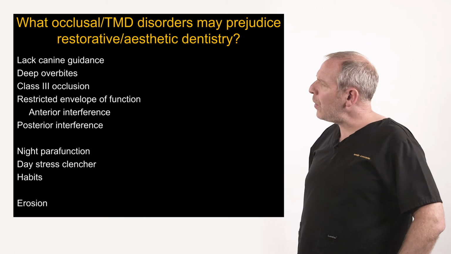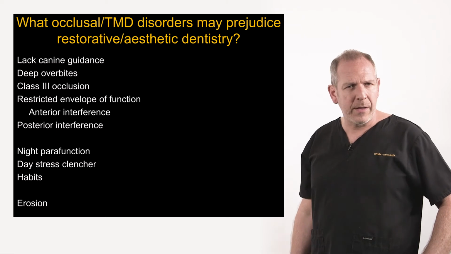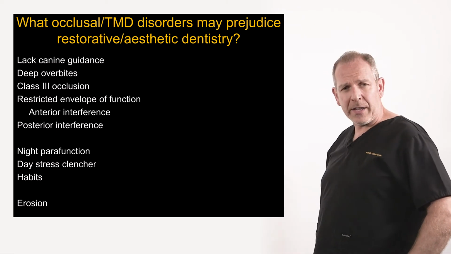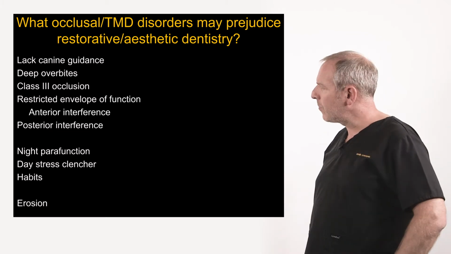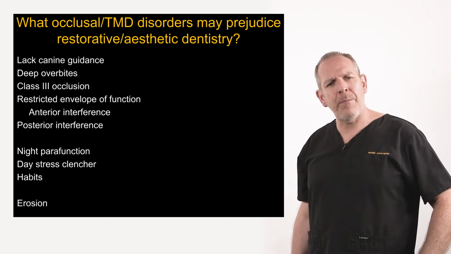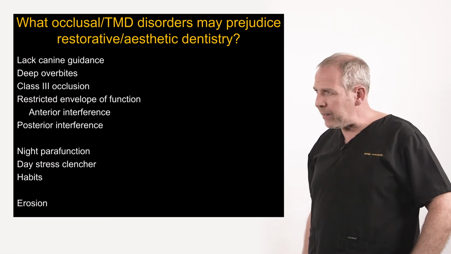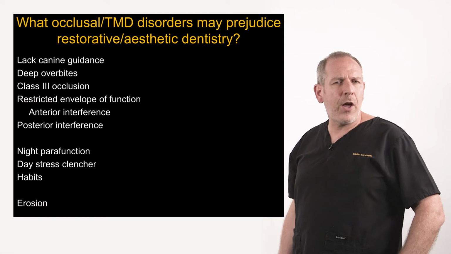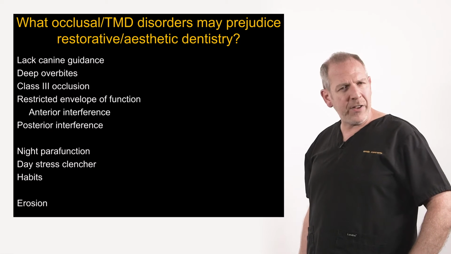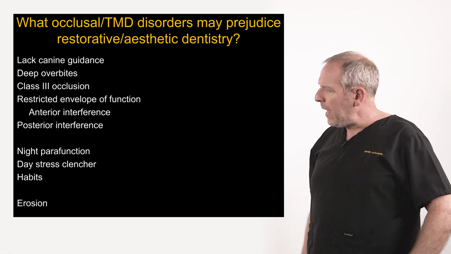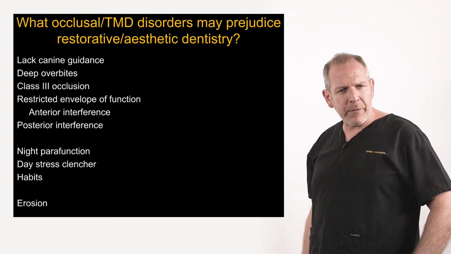And what occlusal or TMD disorders may prejudice our restorative or aesthetic dentistry? Well, lack of canine guidance can, because you may get interferences or increased tooth wear. Deeper overbites are a problem because you can end up with increased frictional wear on your front teeth particularly. The restricted envelope of function that I'll consider in more detail can particularly lead to anterior tooth surface loss, and the posterior interference can lead to abnormal posturing of the mandible.